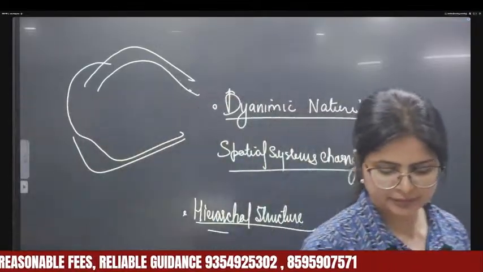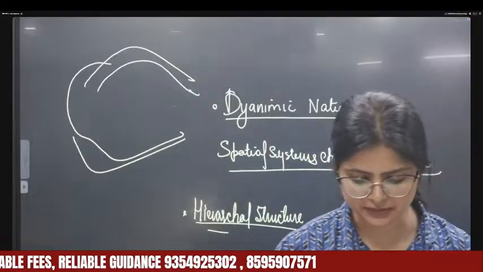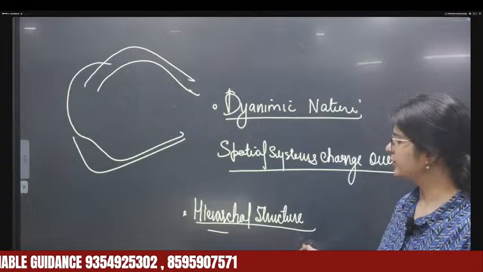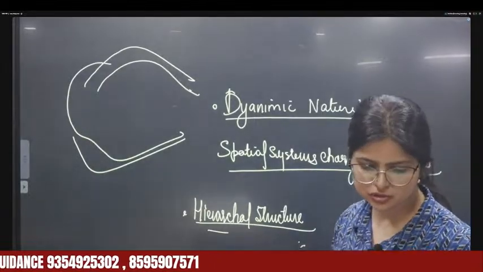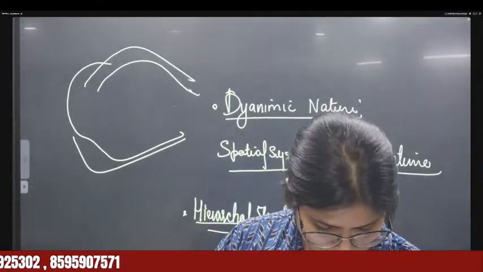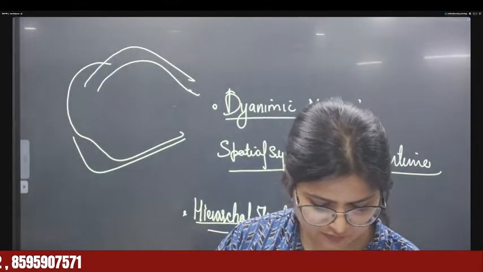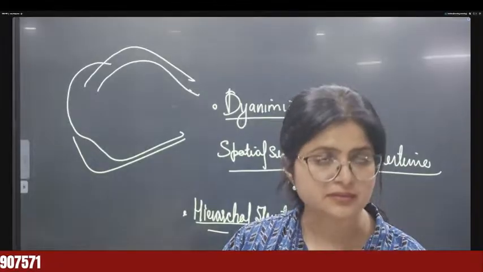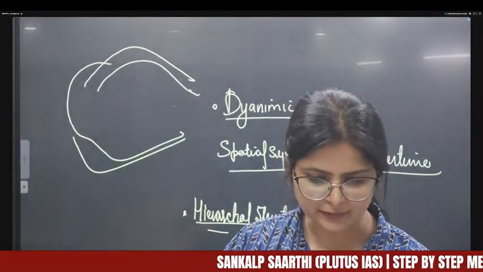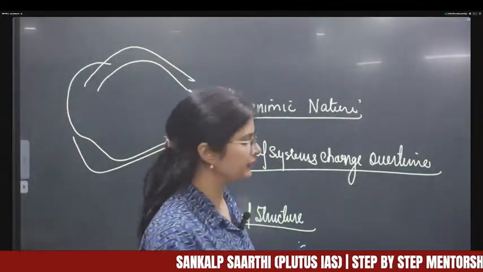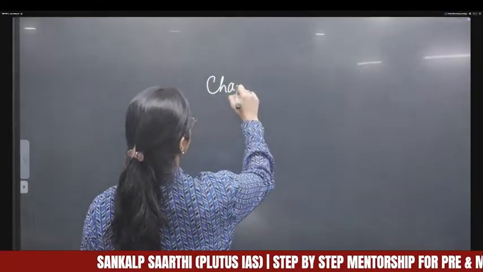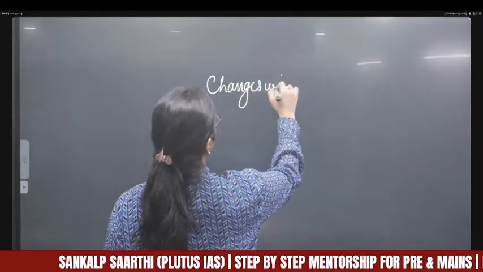Next, examples of spatial systems. Now we will write examples. Okay, one last component is left here. Write down changes. Changes is one area which can impact. Under characteristics, write: changes is one area which can impact the entire system.